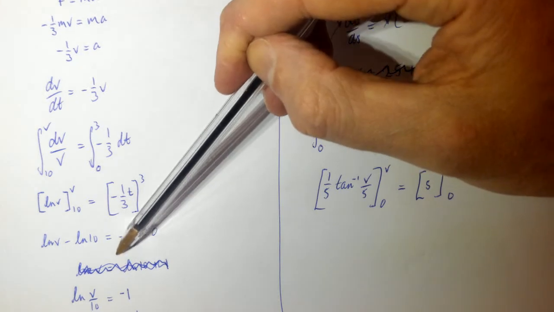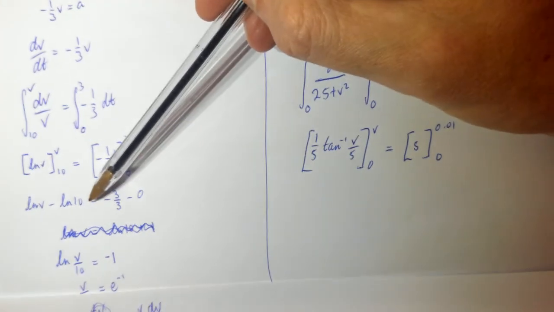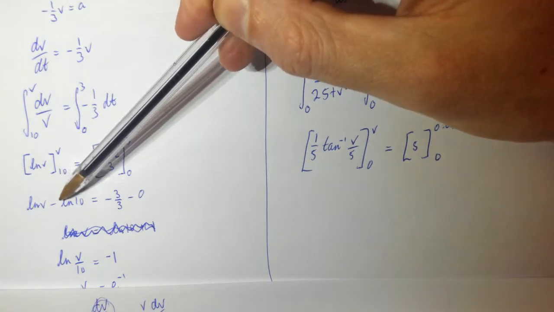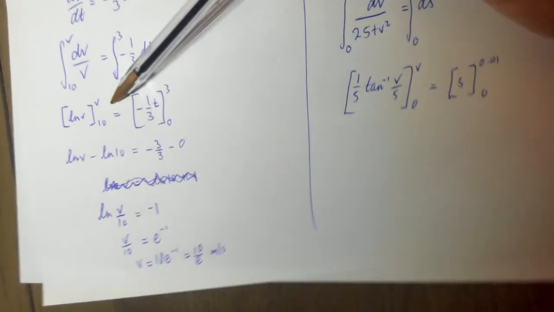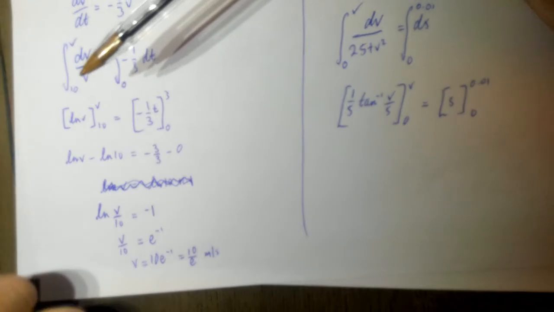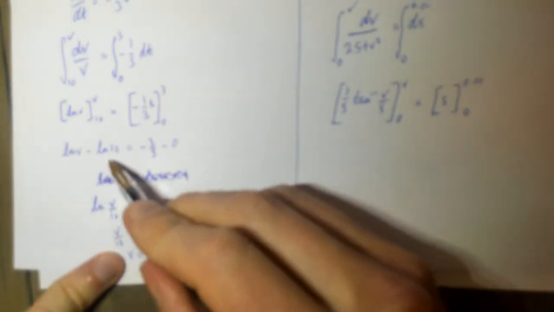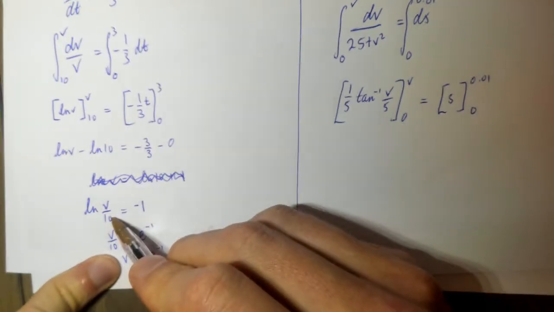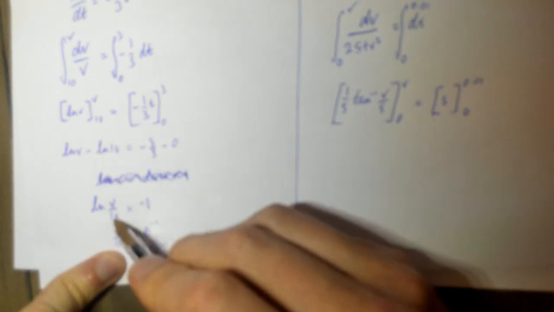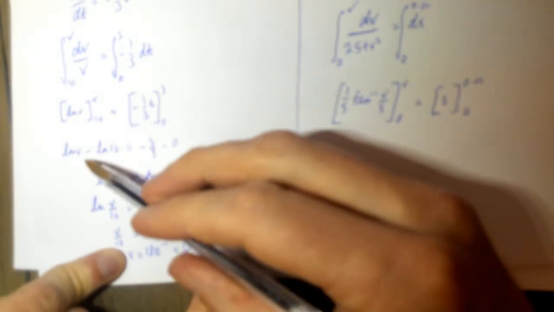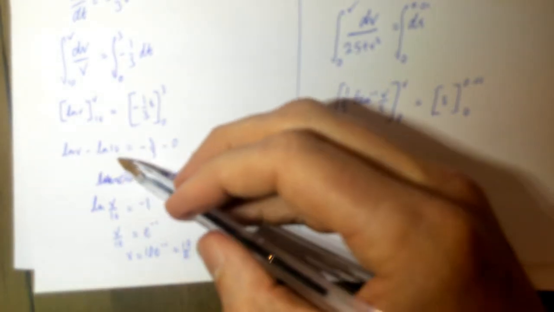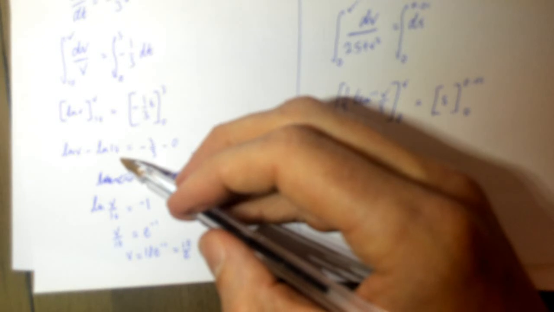You should end up with this expression. There are actually two ways we can do this. I've linked in the two logs here. Option 2 should give you the same value. So I've got log of v, take away log 10.